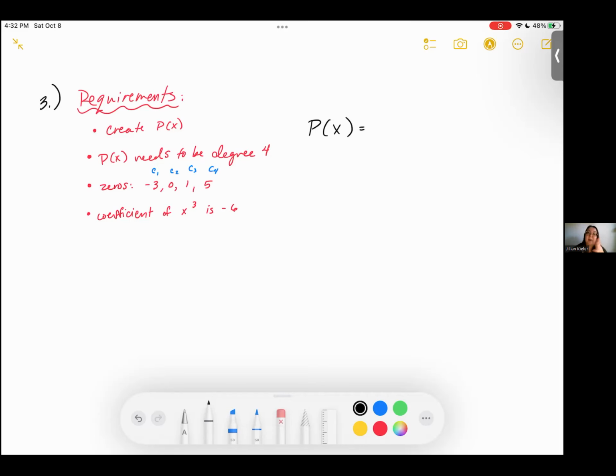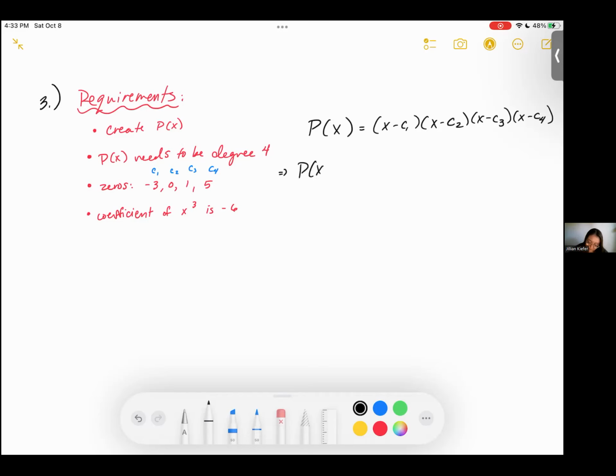So the way that we're going to write this out is that our polynomial is equal to all of these factors multiplied together. So x minus c sub 1 times x minus c sub 2 times x minus c sub 3 times x minus c sub 4. And this would be for the number of values of c that you have, or the number of zeros that you have. So c sub 1 we said was -3.